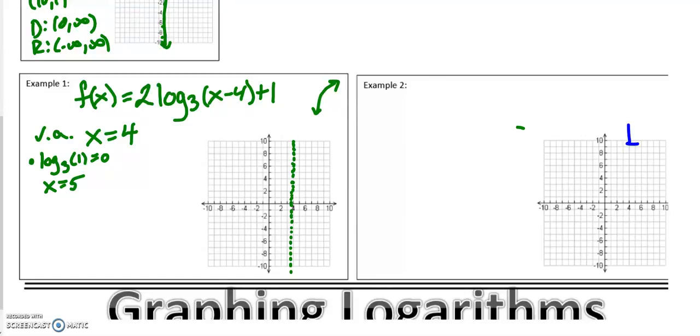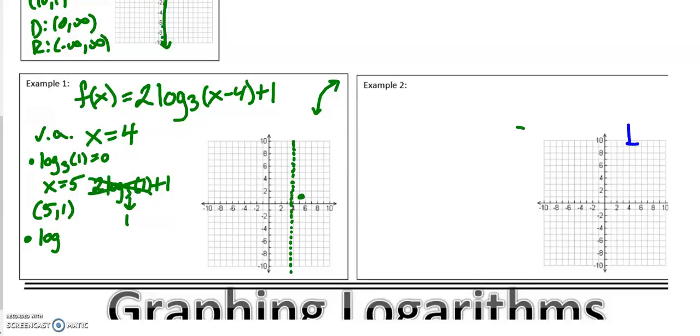So I'm plugging in a 5. Once I put in a 5, I'm going to get 2 log base 3 of 1 plus 1, which becomes, well, log base 3 of 1 is 0, so that's all gone away. So it becomes a positive 1, which means I have the ordered pair (5, 1). So I'm going to go to (5, 1) and get my first dot.